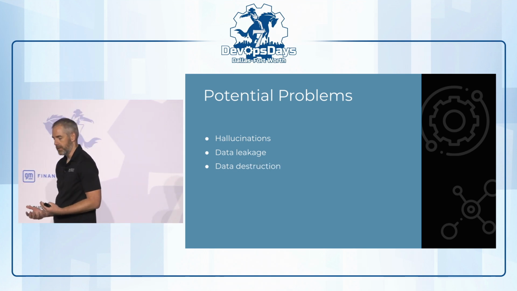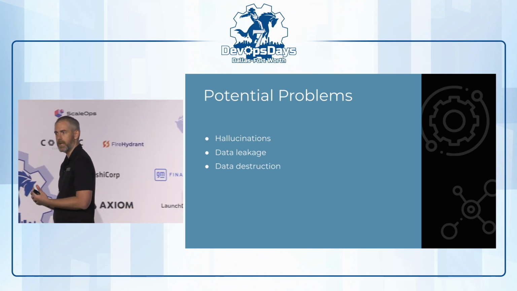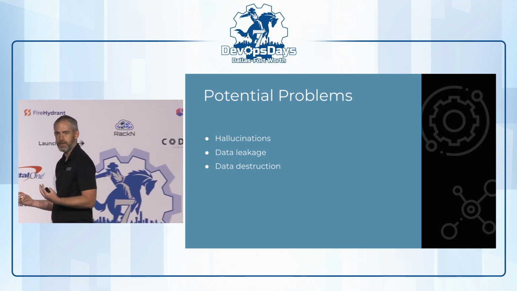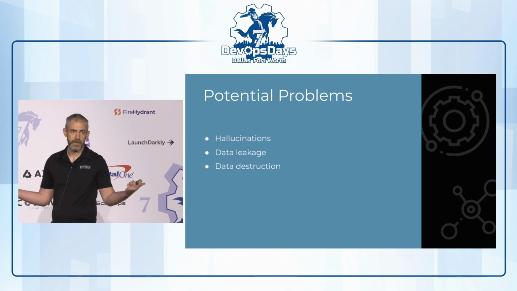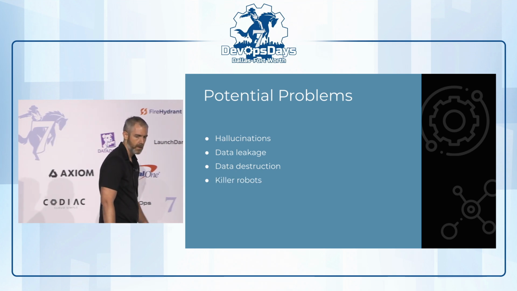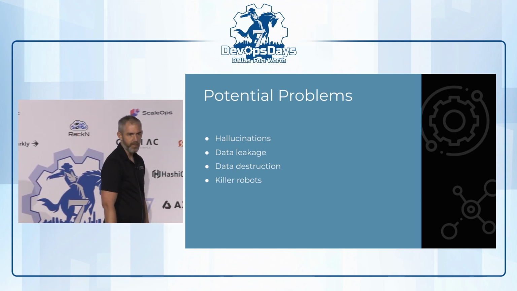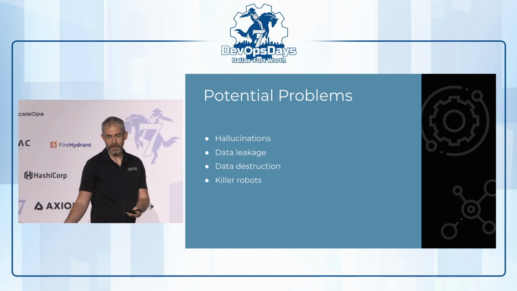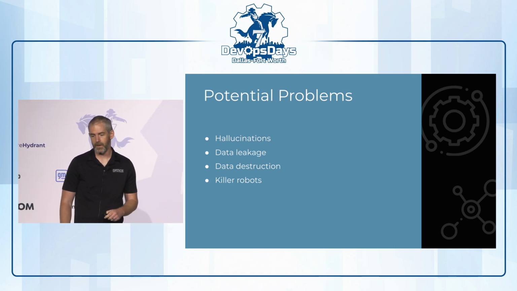We have data destruction. What if it ran the wrong command, right? What if it decided to rm my file system instead of killing the process? Or quite frankly, what if it kills the process and the process is not safe to kill? And then there's just the small problem of killer robots, right? Which seems funny, except that that's actually not too far off.